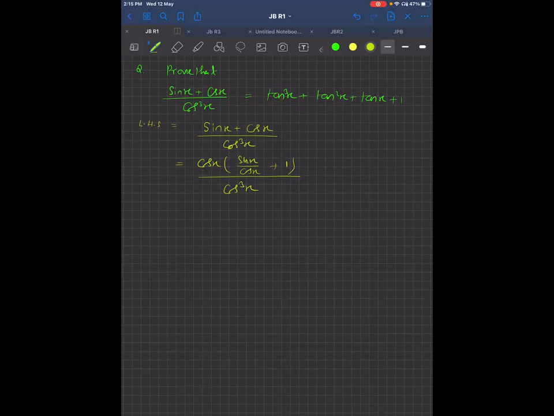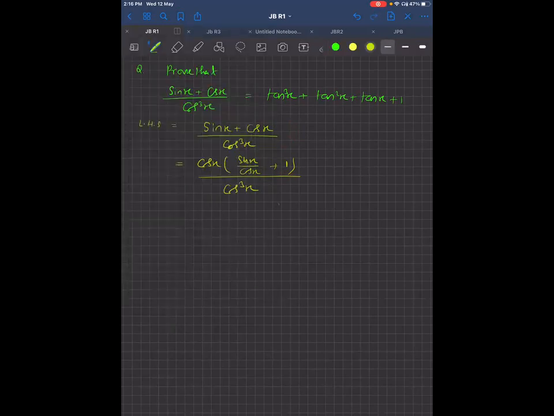So now see what I did. I have taken common cos x. So if we take common cos x, we need to divide by cos x. So sin x by cos x and cos x by cos x: sin x by cos x as it is I wrote, and cos x by cos x is 1. And the denominator is cos cube x as it is.